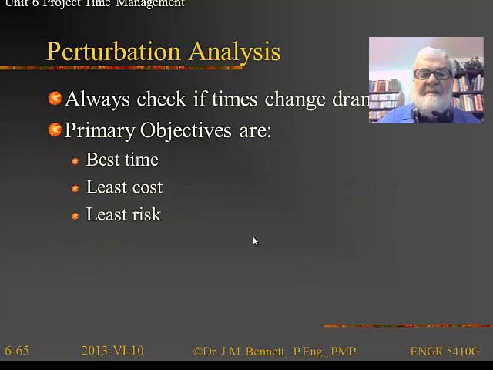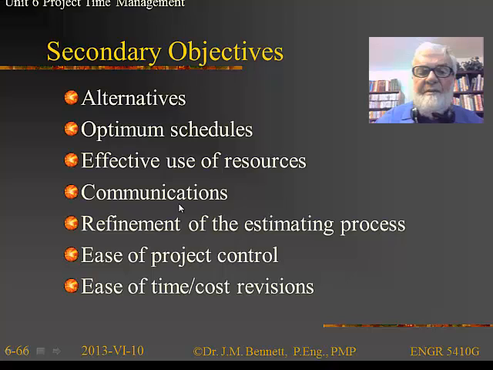Now, the nice thing about PERT diagrams is that we want to check to make sure, if times change dramatically, what will the schedule look like? And so some of the objectives we can play around with, and we call this a perturbation analysis. What is the jigging of the schedule that will give us the best time to completion? What is the least cost for completion? What is the least risk for completion?